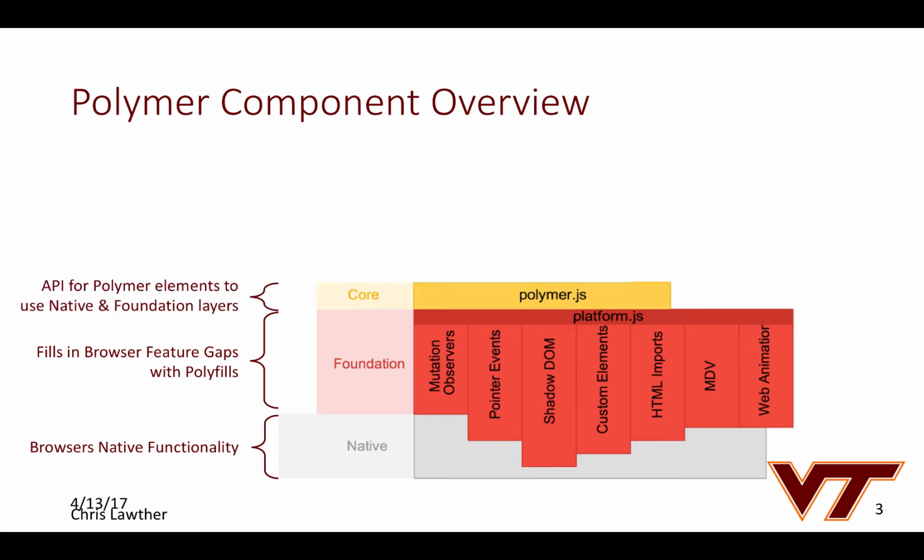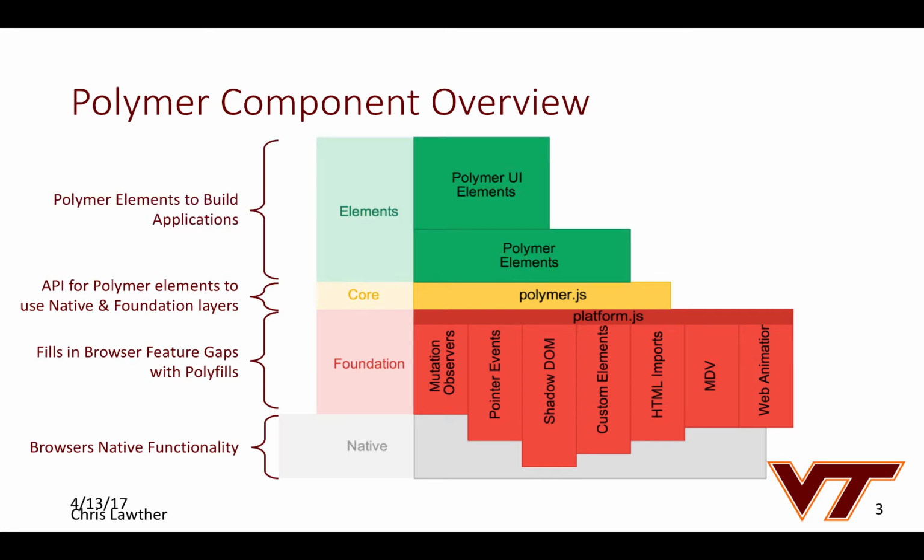Core provides the necessary infrastructure for Polymer elements to use the capabilities provided by the native and foundation layer. The final pieces are the elements. Elements intend to serve as building blocks that help create complex applications. The elements also encapsulate complicated browser APIs, CSS layouts, and UI components and prevent them from bleeding into other parts of the application.